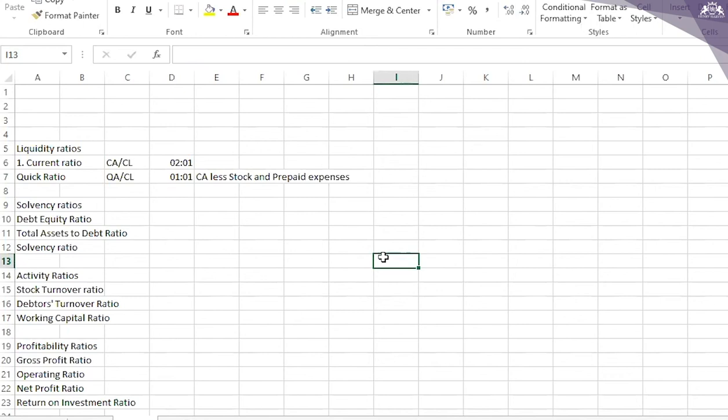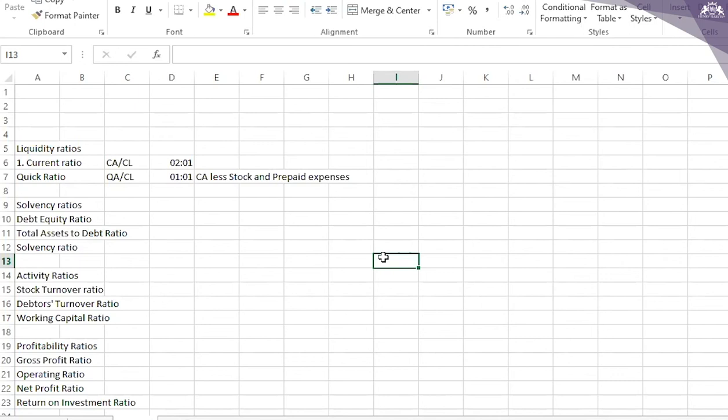Stock will take some time to convert. Prepaid expenses, I don't think we can convert them, once we paid in advance. So this is quick ratio. It is considered to let you know the very quick short-term financial position of the company. Ideally, this should always be 1:1.